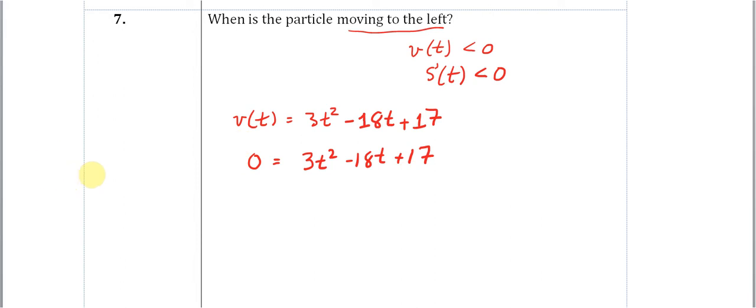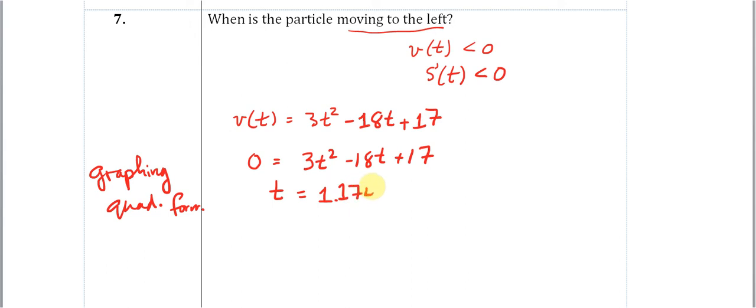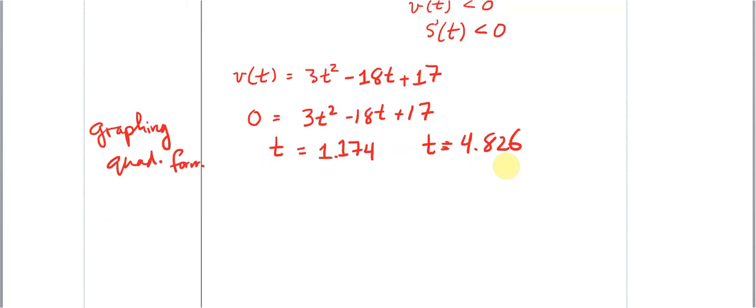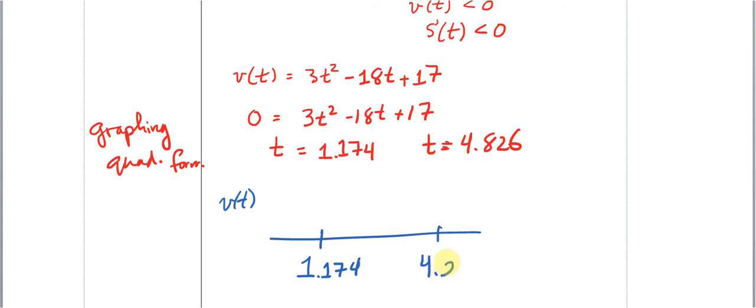Solve this your favorite way. You can solve it by graphing or the quadratic formula. That is not really the essence of this lesson. I've solved it already, and I know that t will equal 1.174 and t will equal 4.826. So now let us consider the sign chart for v of t. We know that v of t is equal to 0 when t is 1.174 and 4.826.